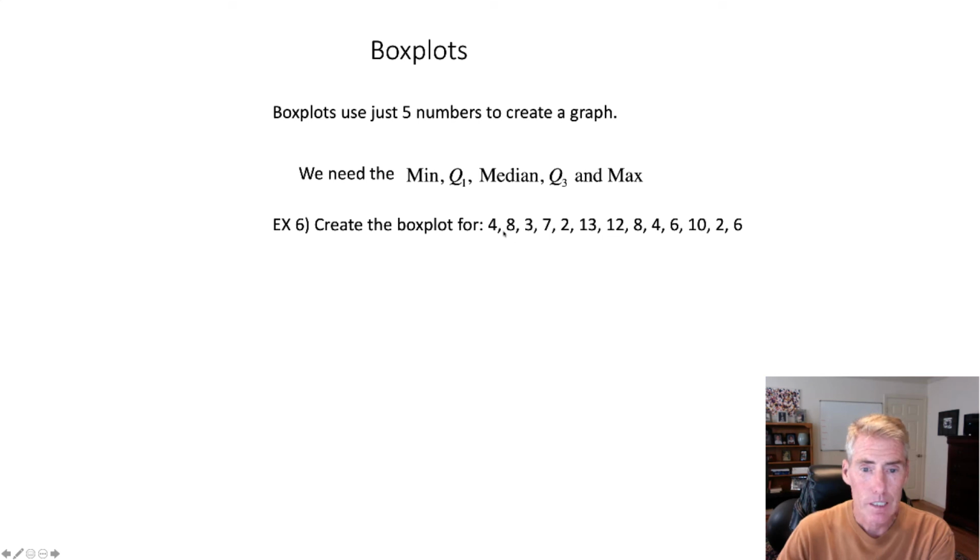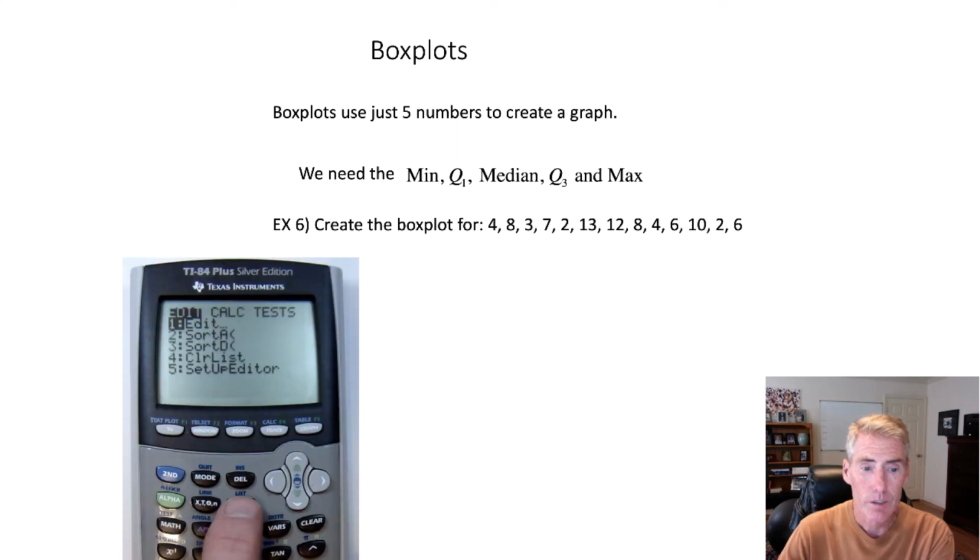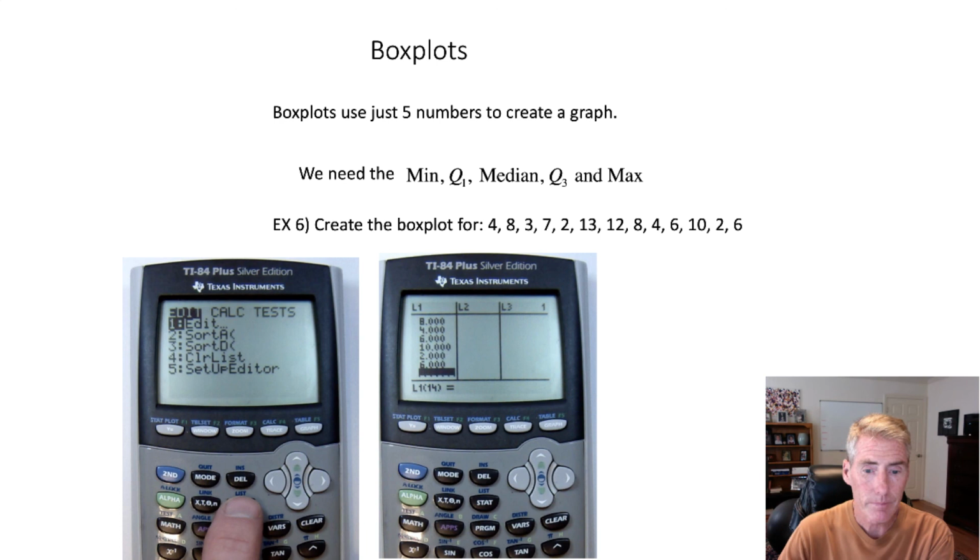So let's just use these numbers that I just made up. Create a box plot for these numbers. And we're going to use the calculator. Look at that high technology right there. So you go to Stat, and then Edit. Type the numbers in the list. So I ended with 10, 2, and 6, so that's the list.